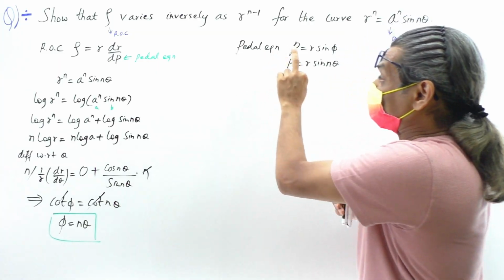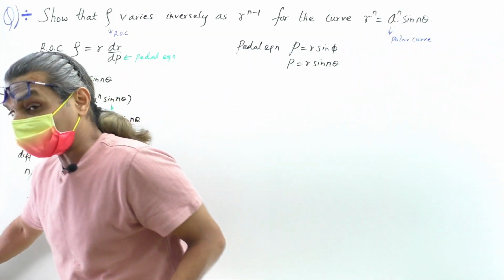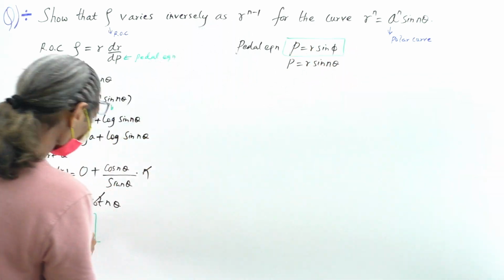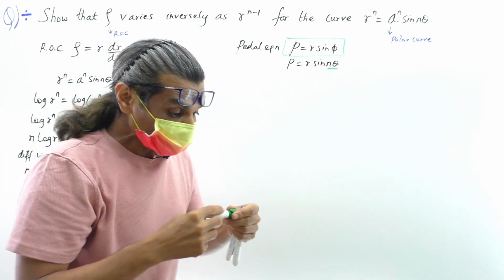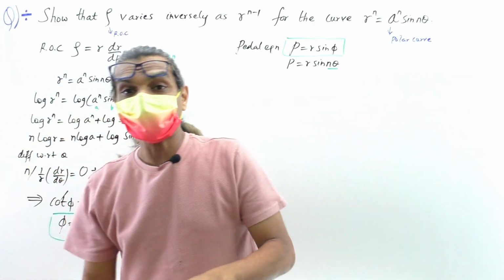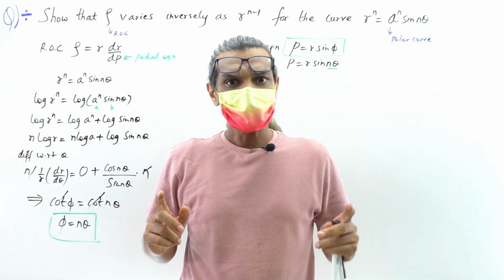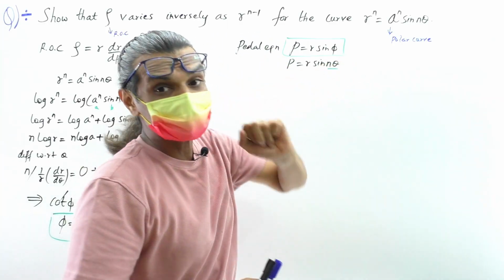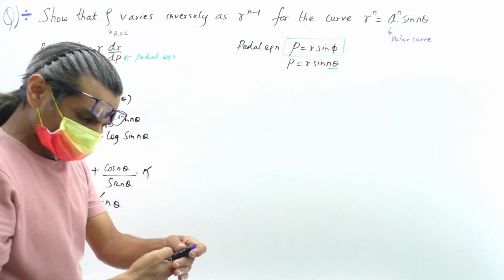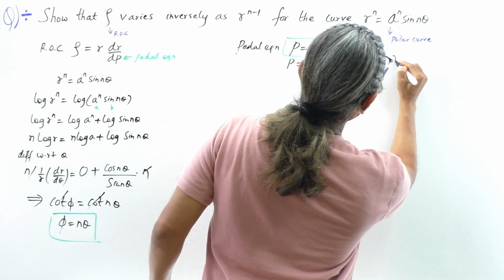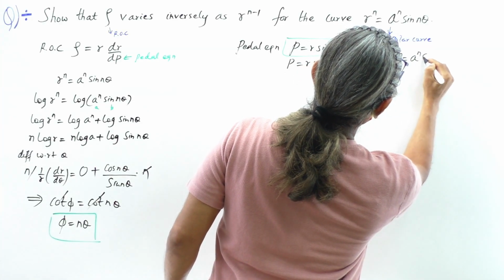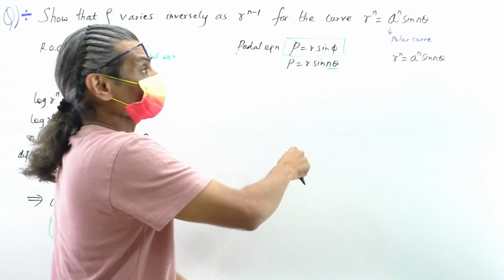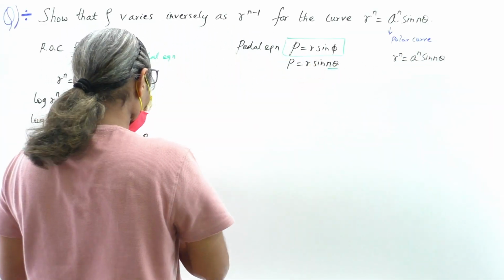The pedal equation is given by p = r sin phi. But we put the value of phi here. What is phi? It is in terms of theta, correct? But what is the pedal equation? Pedal is always constant. No theta is allowed here. Where do we find this theta from? From the question. The pedal equation is always a constant, no theta is allowed, so we find the value of sin theta from the question.